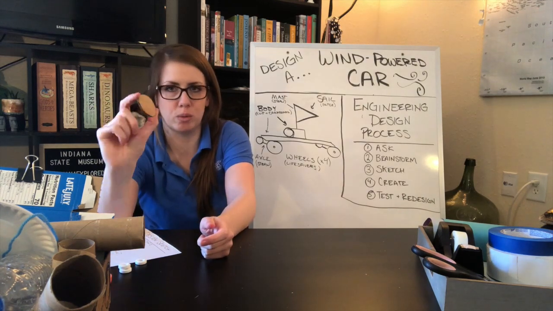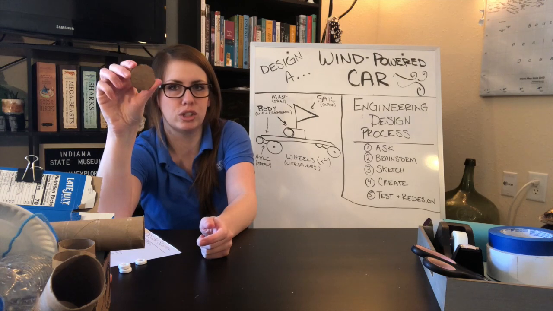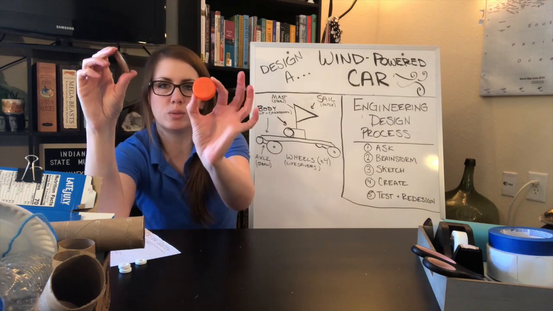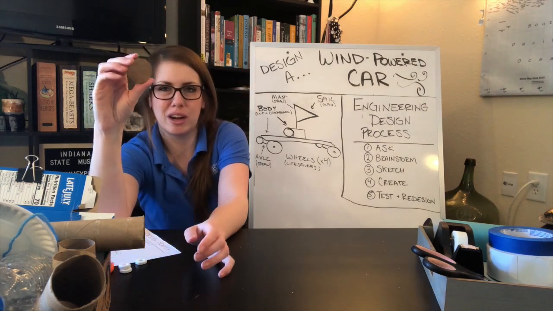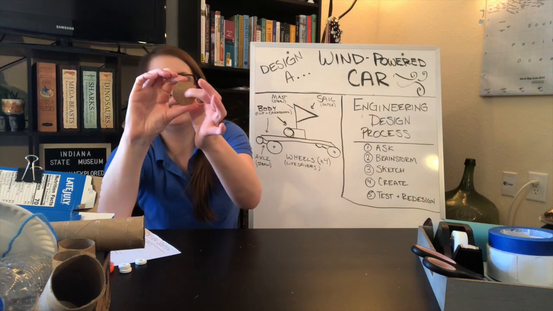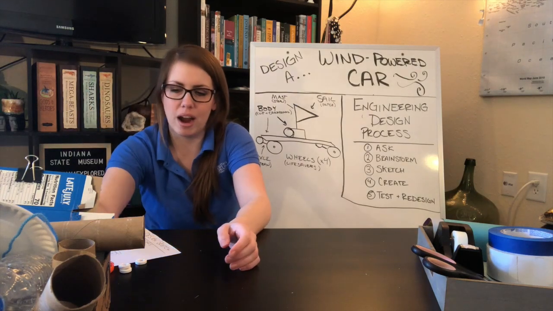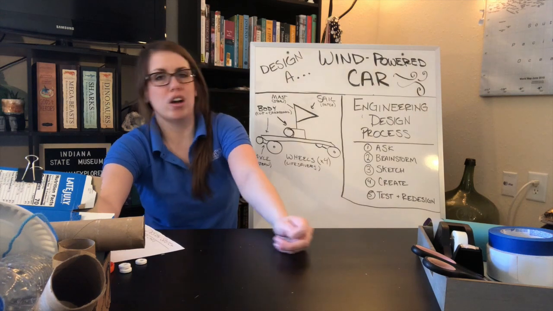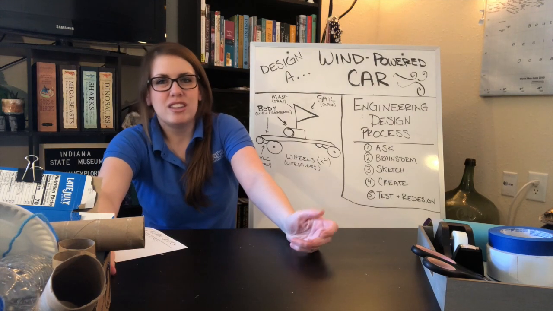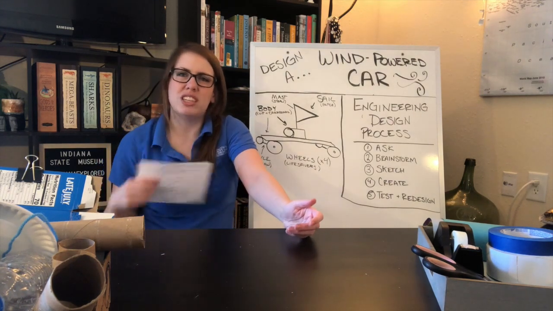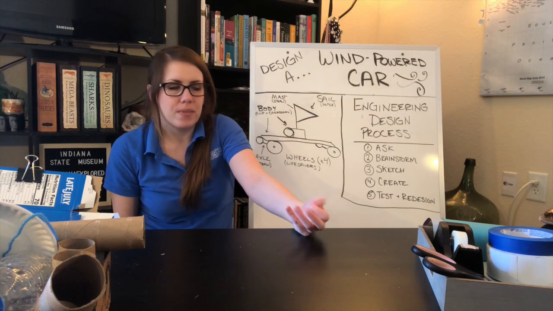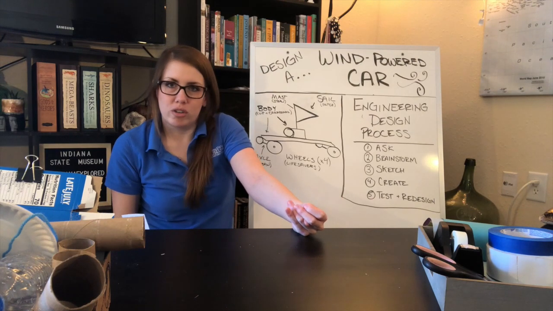One of the easiest ways to make wheels is to just cut out some cardboard circles. I traced one of these caps on a piece of cardboard and cut them out. All you need to do is poke a hole down the middle and add your axle. I'm going to use straws for my axles today. Now that I've sketched, which took about 2 or 3 minutes, it's time to start creating.